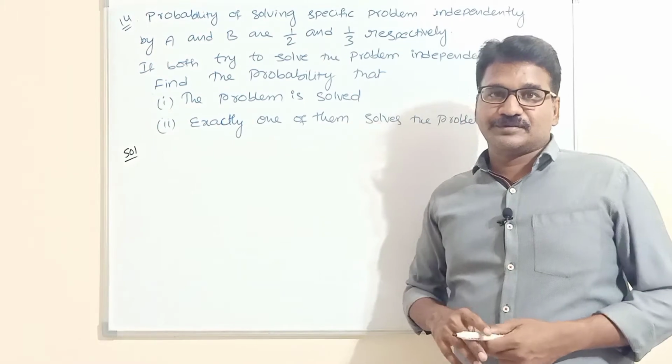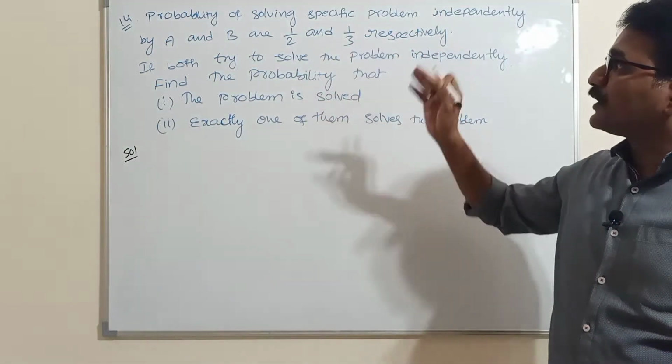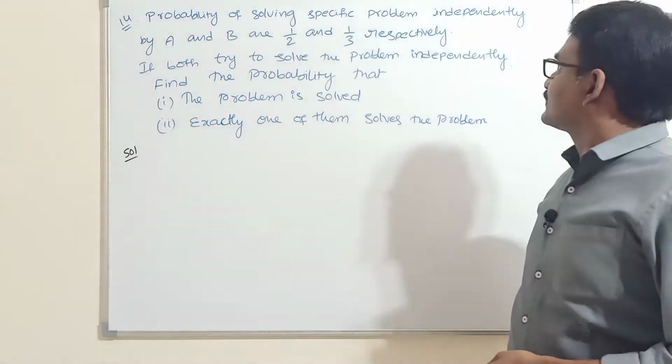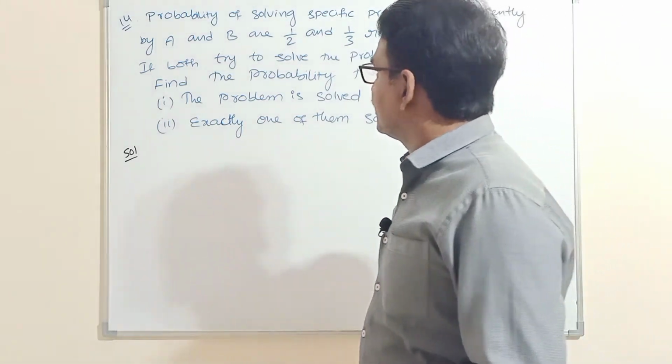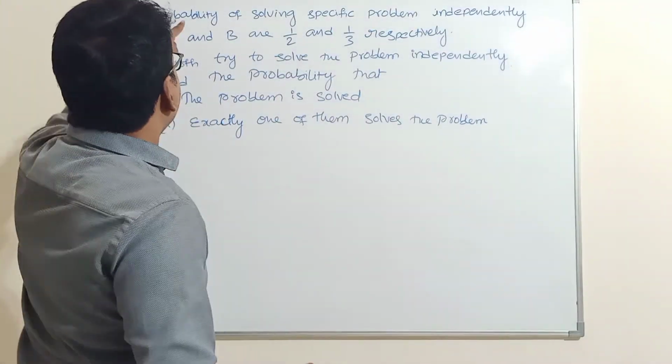This is the most beautiful problem in this exercise. The probabilities of solving a specific problem independently by A and B are 1 by 2 and 1 by 3 respectively.